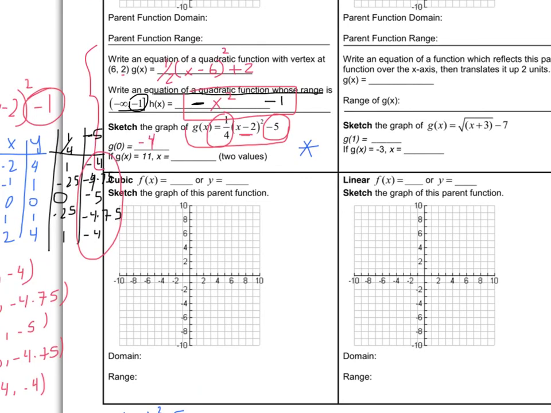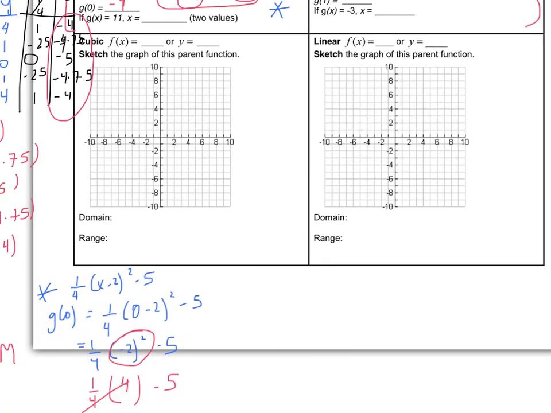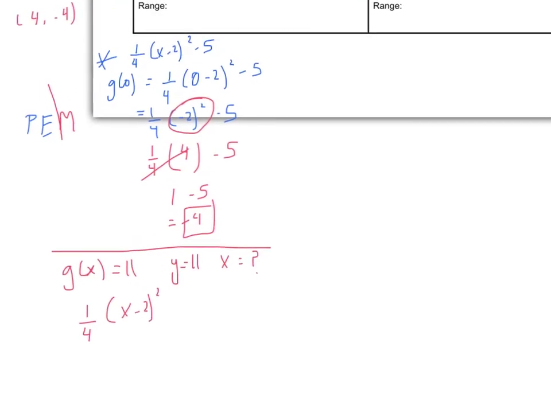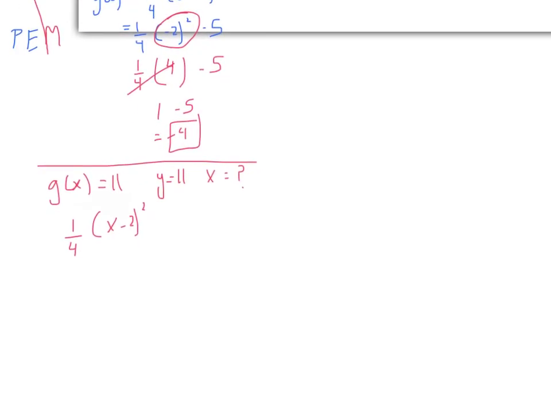Now, g of x is equal to 11. It means the y is 11, and they want you to find x. So let's continue over here. They want g of x is equal to 11. It means y equals 11. What is x? Now, let's write down the equation. 1/4 x minus 2 squared minus 5 is equal to 11.